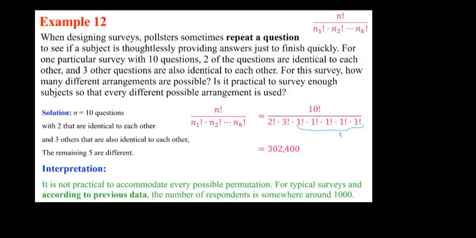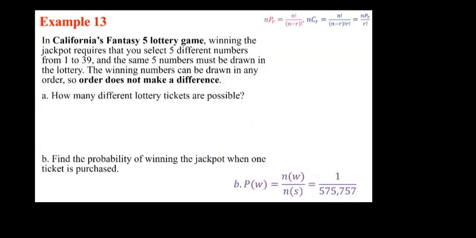Let's go over the next example. In California's Fantasy 5 lottery game, winning the jackpot requires that you select 5 different numbers from 1 to 39, and the same 5 numbers must be drawn in the lottery. The winning numbers can be drawn in any order, so order does not make a difference. How many different lottery tickets are possible? Find the probability of winning the jackpot when 1 ticket is purchased.